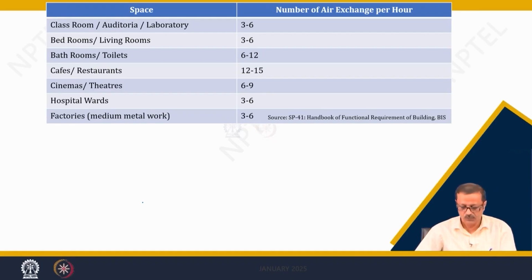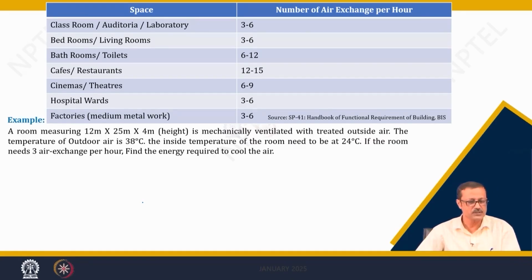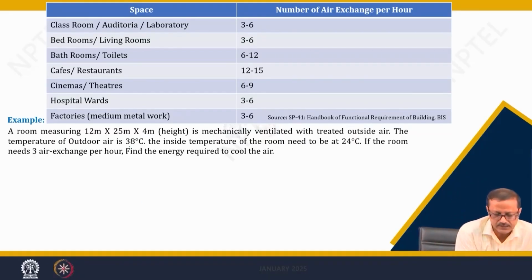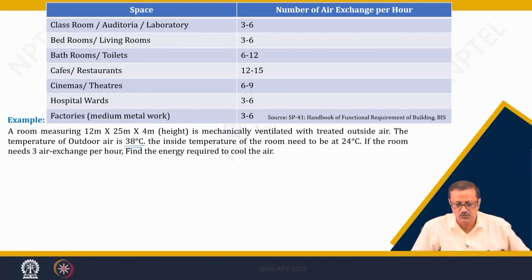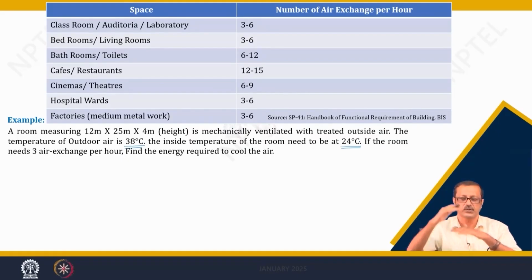to 9, like that. So, a small problem we can solve, suppose a room is measuring 12 meter by 25 meter by 4 meter and it is mechanically ventilated through treated outside air, and the outside air temperature is 38 degrees centigrade, whereas the room needs to be at a temperature of 24 degrees centigrade. So, I want to drop that particular outside air temperature from 38 to 24, almost 14 degrees or so.